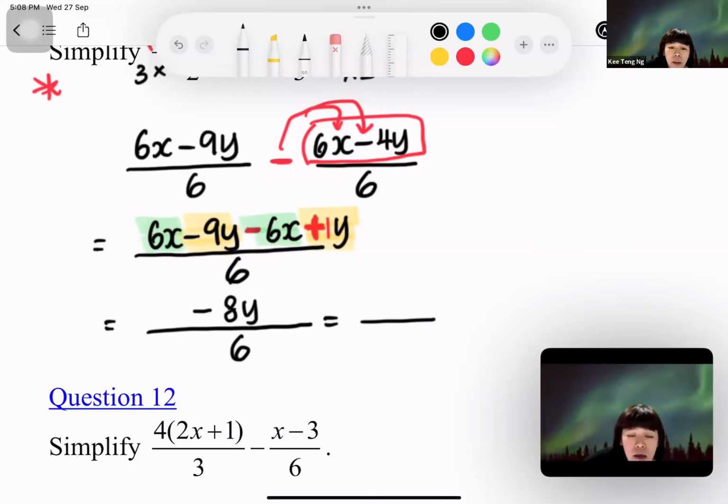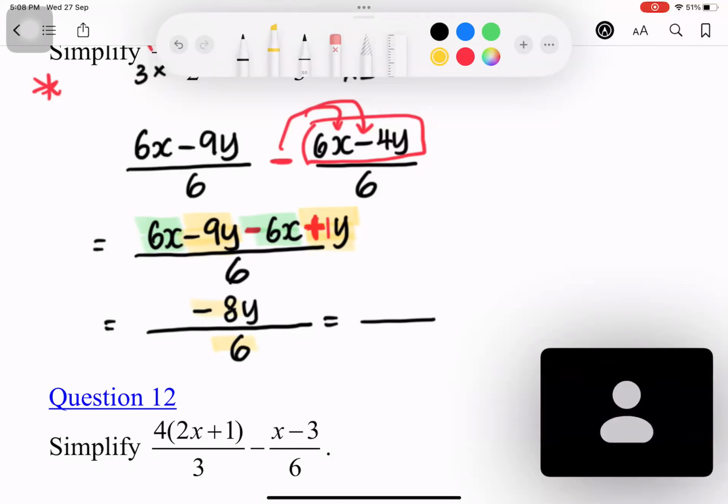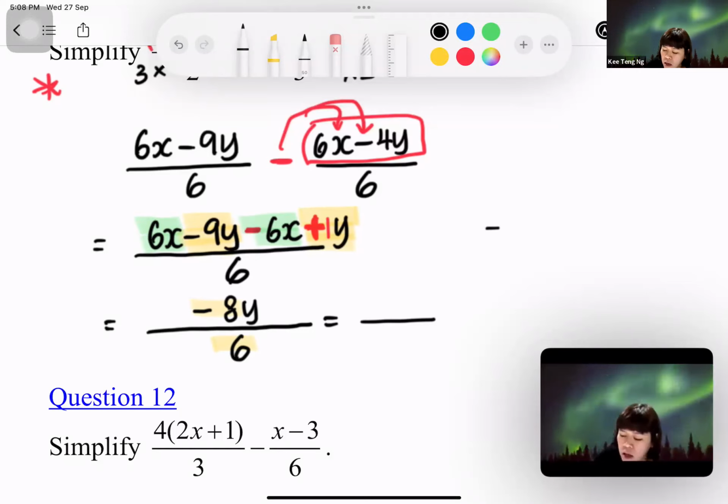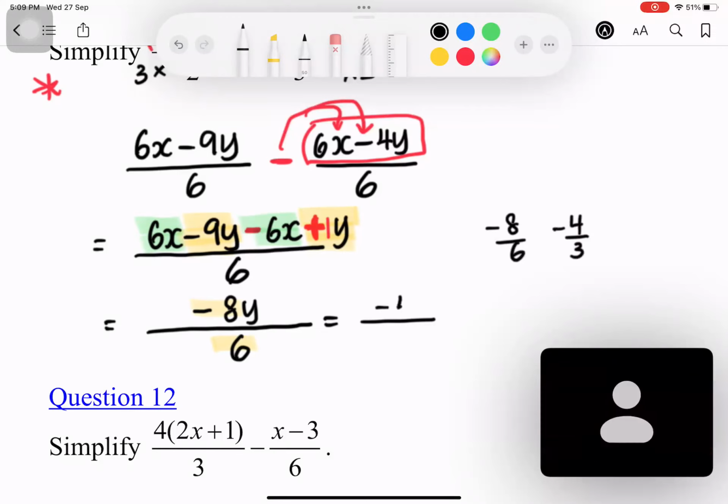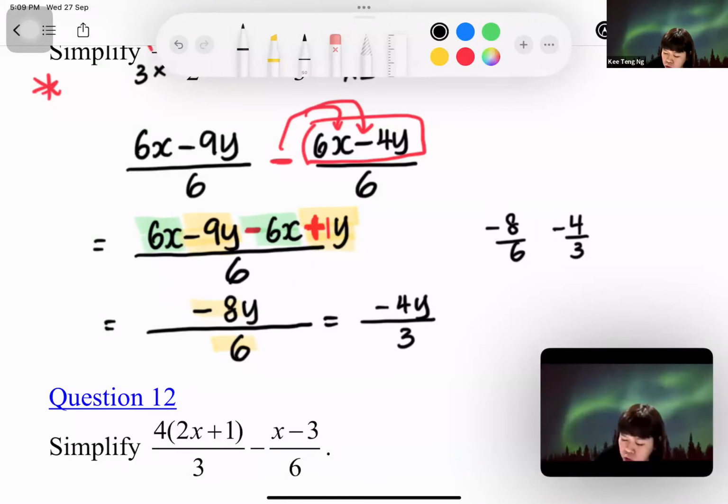But this is not the final answer. We must check 8 and 6 here. Is there a common factor? Yeah, there's a common factor, right? So we need to simplify. So we key into our calculator, negative 8 over 6. You simplify it, you get negative 4 over 3. So negative 4y over 3. Then this one is the correct answer, okay? Easy.